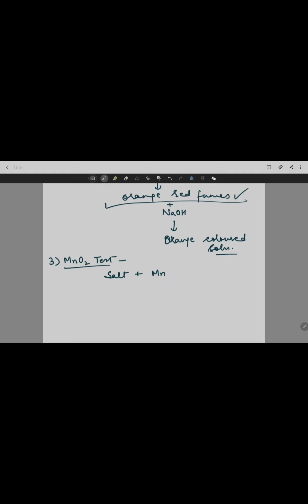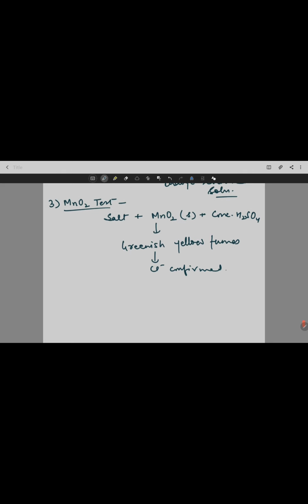To this we can add manganese dioxide solid, and then add concentrated H2SO4. If we get the greenish yellow fumes, it confirms the chloride. Chloride confirmed. So these are the three confirmatory tests.